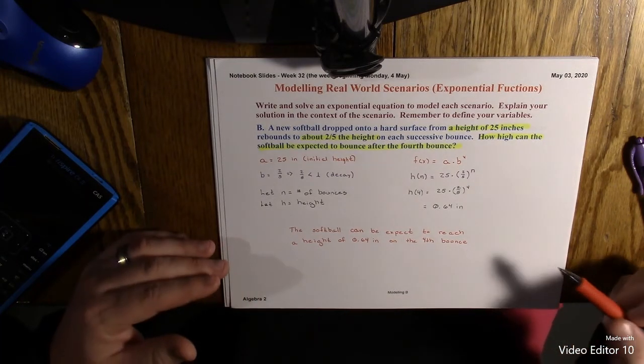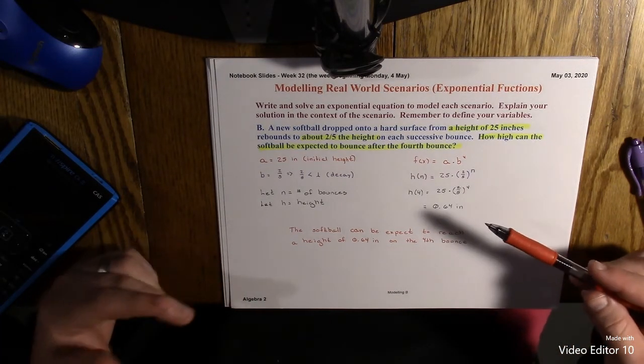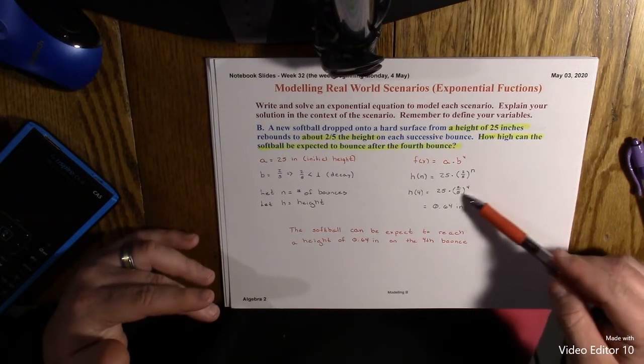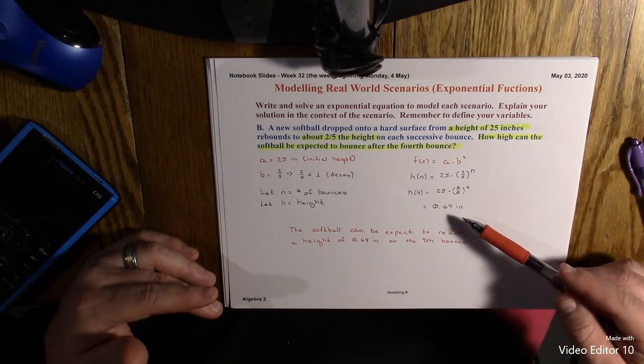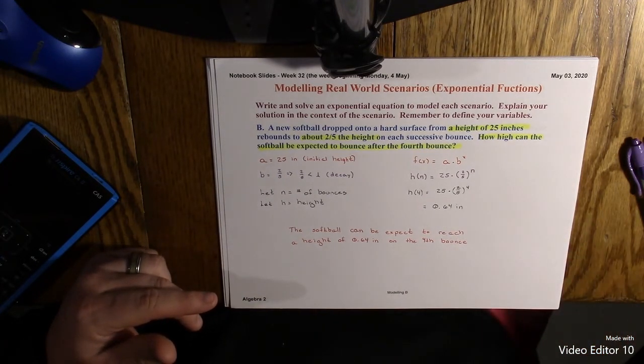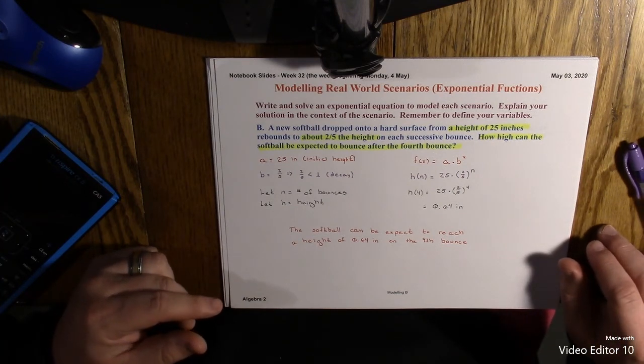Well, this is quickly decaying, because after 4 bounces, it's no longer 25. It's barely getting to just a little bit more than half an inch. And that, ladies and gentlemen, is example B.